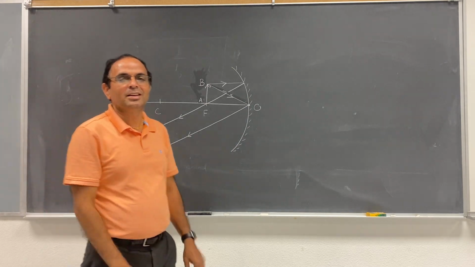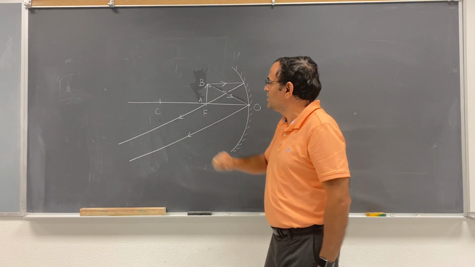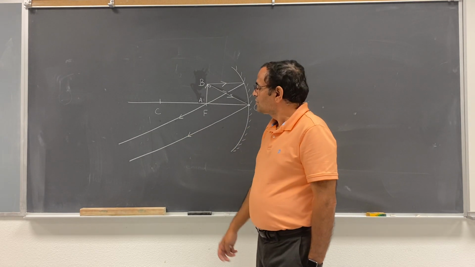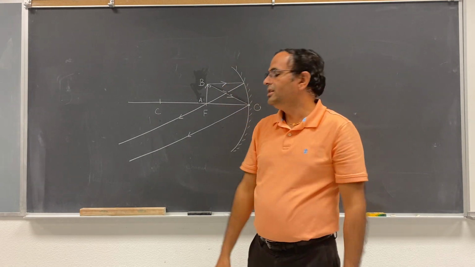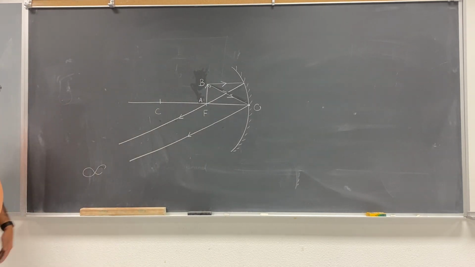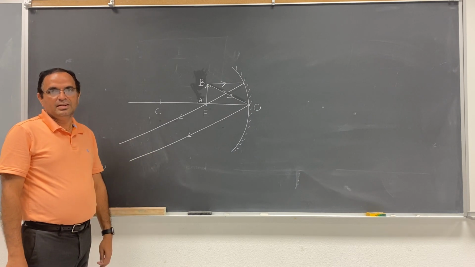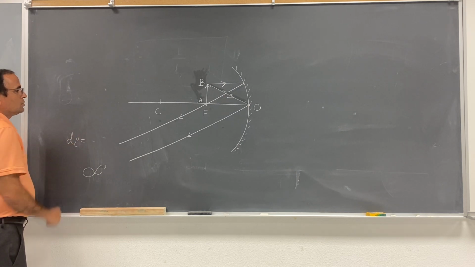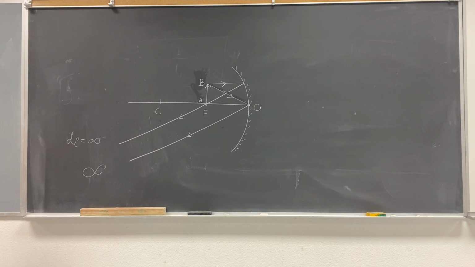So where is the image then? Where do they meet, these 2 reflected rays? If they are parallel, we consider they meet at infinity, somewhere there at infinity. So here the image distance d_I is equal to infinity.